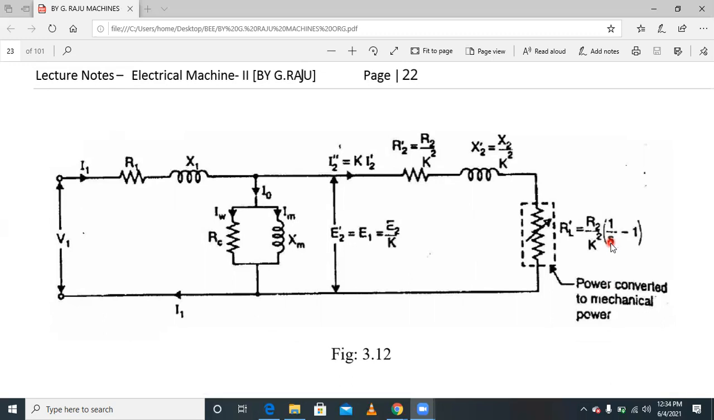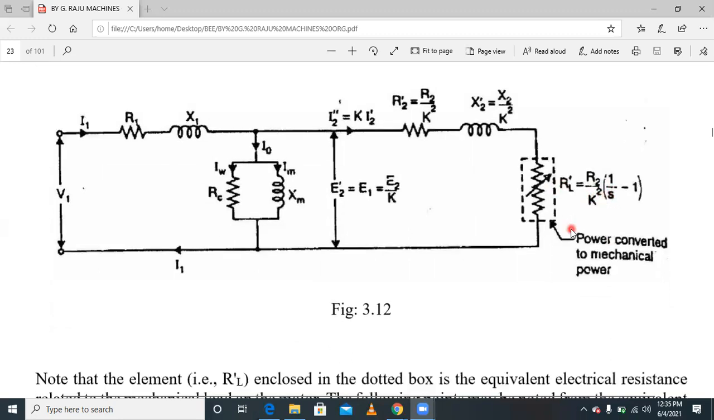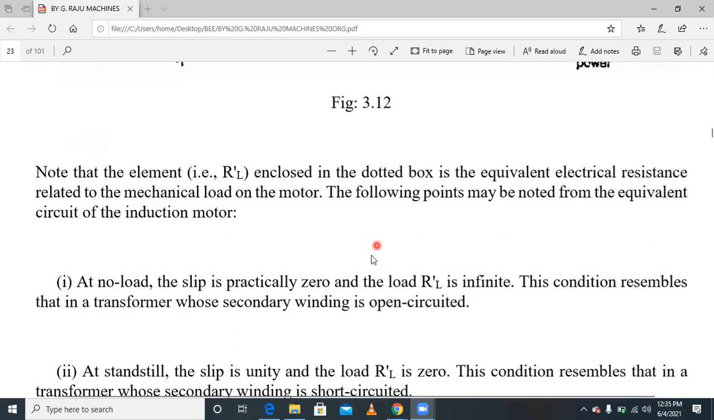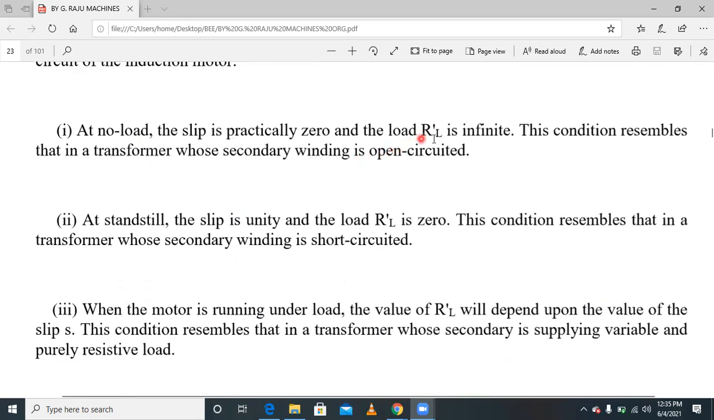Then slip is equal to (NS minus NR) by NS. If NR is equal to NS, slip is zero. So slip zero means RL is equal to 1 by 0, infinity. Infinity resistance is called open circuit. RL is infinity. That means this condition resembles a transformer whose secondary winding is open circuit, so the load is removed under no load condition.